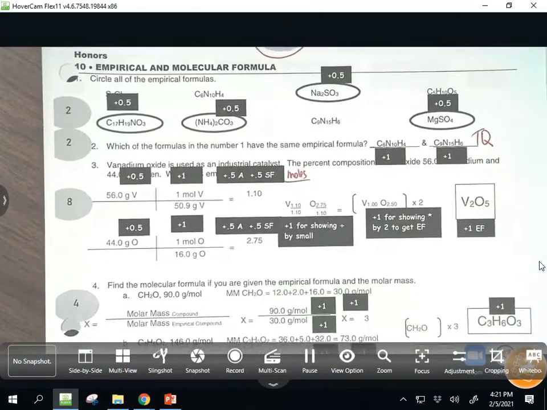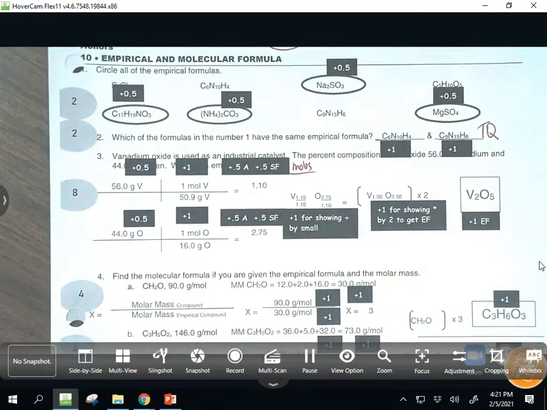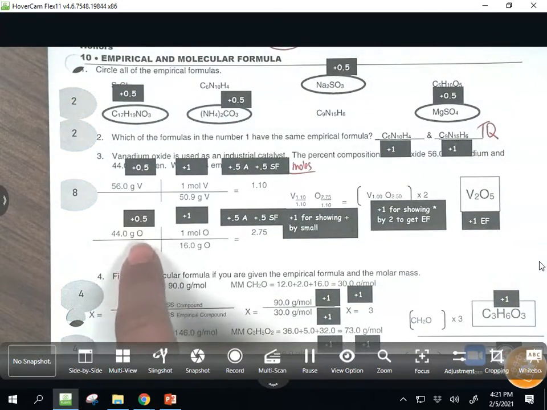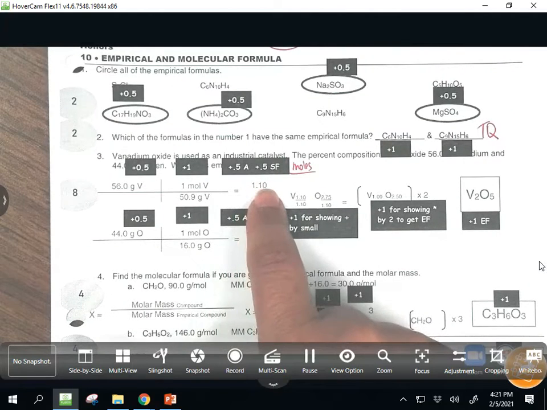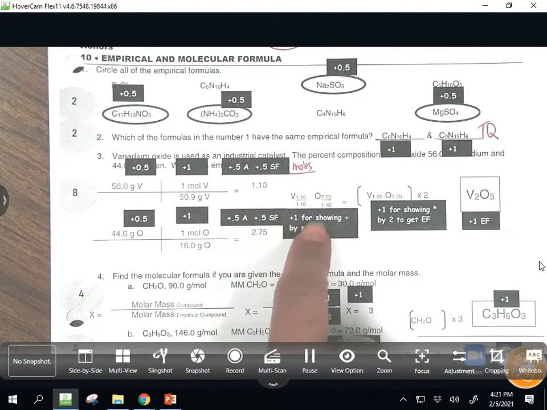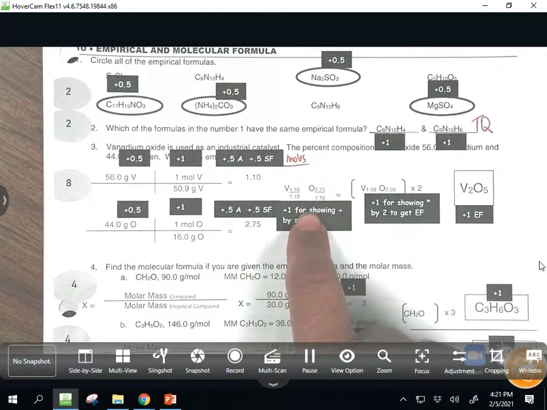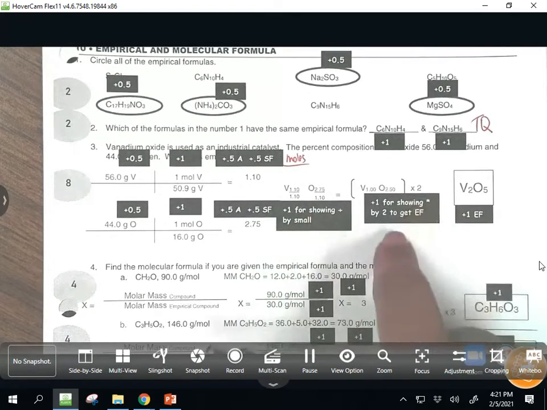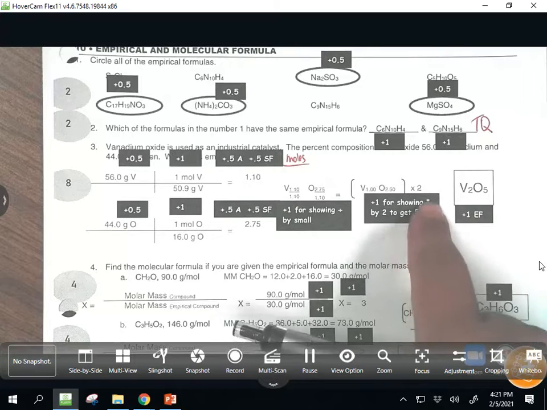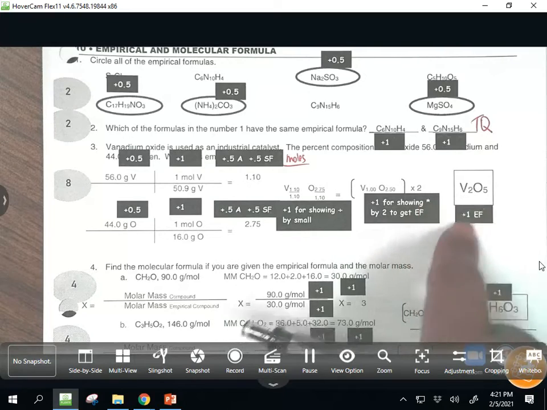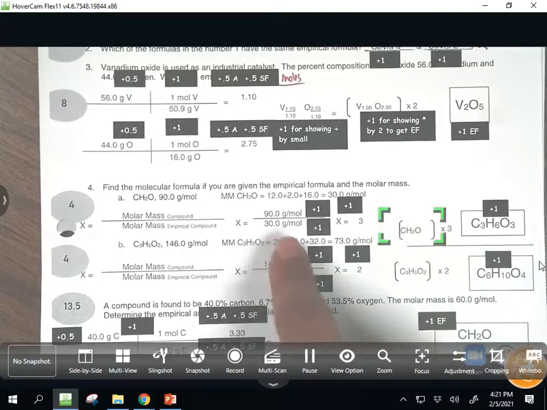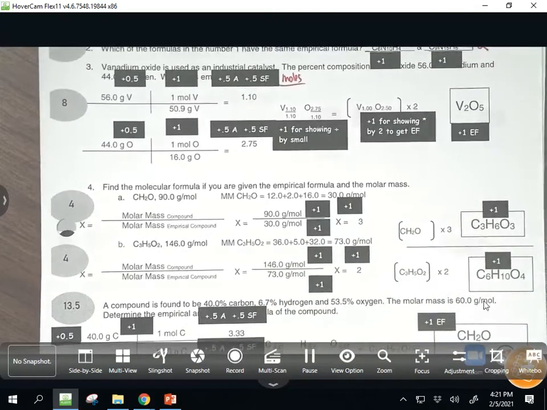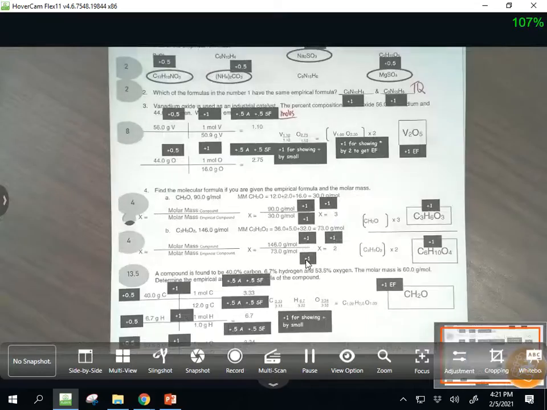Number 3, you're finding the empirical formula. So you have to find the mass that is converted to moles. So these are the moles. So it's 1/2 point for the answer, 1/2 point for sig figs. Showing that you divided by small is worth 1 point. Then I do have to multiply by 2 to get the empirical formula to make the number whole. It's V2O5, 1 point.